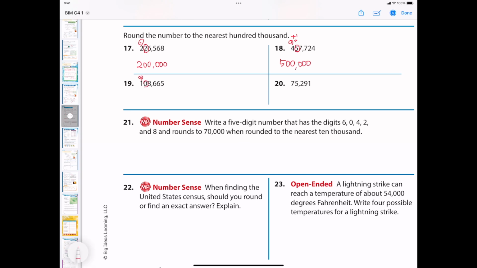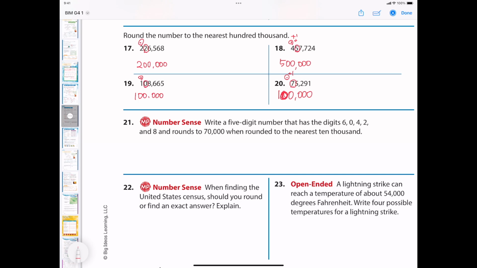And target number is 1 and neighbor number is 0, which means what? Yes, round down. So I'm going to write 100,000. And uh-oh, number 20, there is nothing in the 100,000 place. So what are you going to do? Yes, keep your target number as 0, okay? There is nothing in 100,000, but what is the neighbor number? Yes, 7, which is what? Round up, so I'm going to add 1 into our target number, right? So it becomes 100,000, okay? Sometimes and many times my students get confused because there's nothing in this 100,000 place.